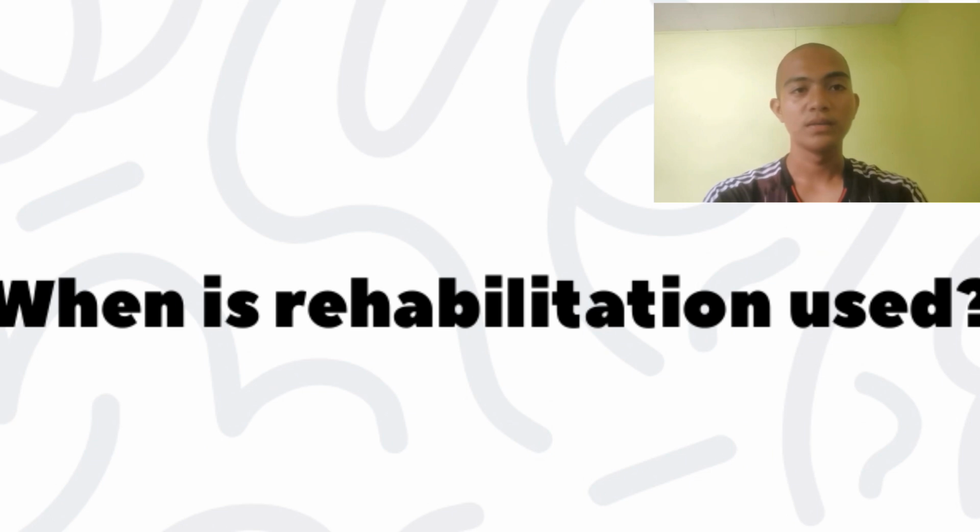Second one was youth offenders. Rehabilitation is frequently used for young or juvenile offenders under the belief that they can still be guided toward positive behavior. The third one was mental health and addiction issues. Offenders suffering from addiction or mental illness are more likely to receive rehabilitative services.